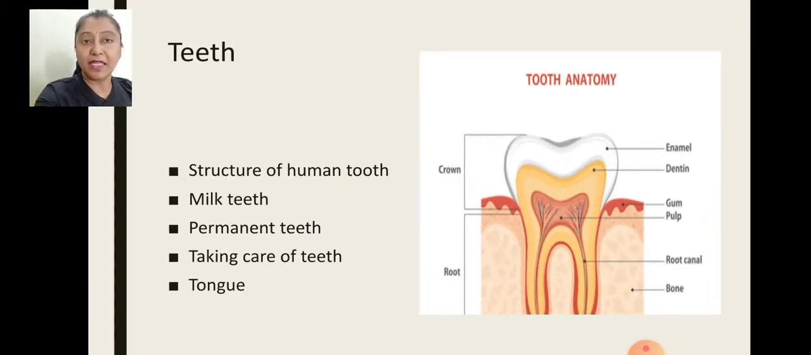Now let us come back. Teeth, structure of the human tooth we have just done. Now a human in his lifetime has two sets of teeth. When the baby is born, it does not have any teeth in the mouth. When it is around 6 to 7 months old, slowly one by one teeth start appearing in a baby's mouth. The first set of teeth that we get when we are a baby is known as milk teeth or temporary teeth. These milk teeth are around 20 in number, 20 to 24, it can vary.